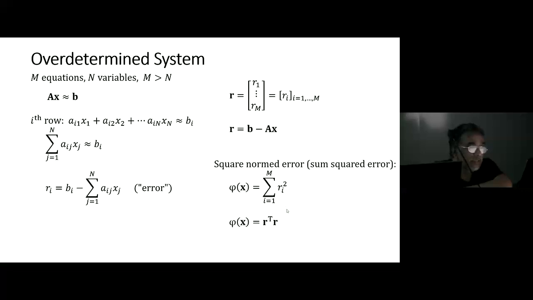Okay, this is the square normed error, because R transpose R is the square norm, right? L2 norm of R squared. It's also the sum squared error, because if you look at the scalar version, this is a squared error for the ith row, and I'm taking the summation of that. So sum squared error or square normed error mean exactly the same thing. Okay, so this is what I want to minimize: R transpose R, where R equals B minus AX.